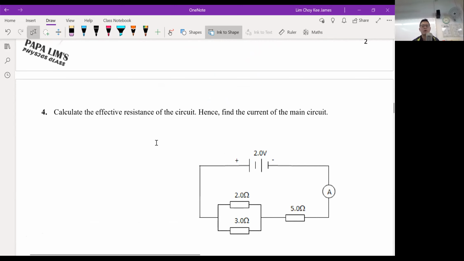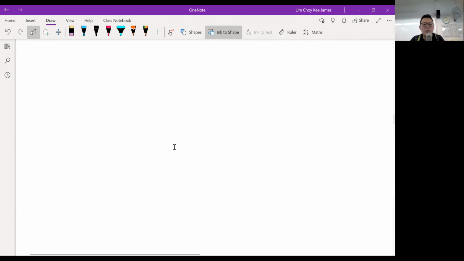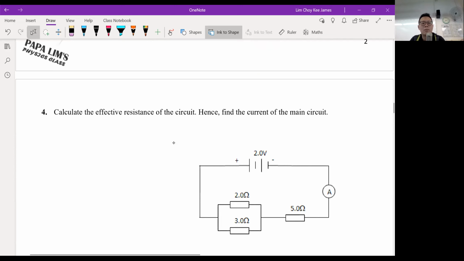Question 4, you have a slightly complicated circuit whereby you have 3 resistors, two resistors in parallel to each other, and 1 resistor that is in series with the other. Now, the common question that we always have is I'm looking at the effective resistance, the total resistance. So we look at total resistance, and after that, the question says find the current.